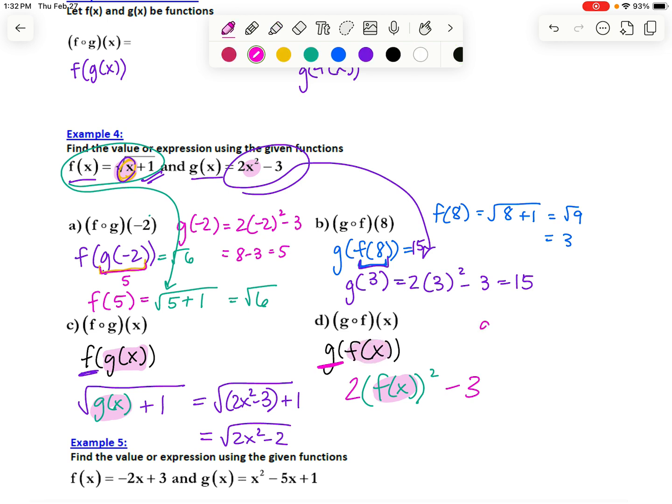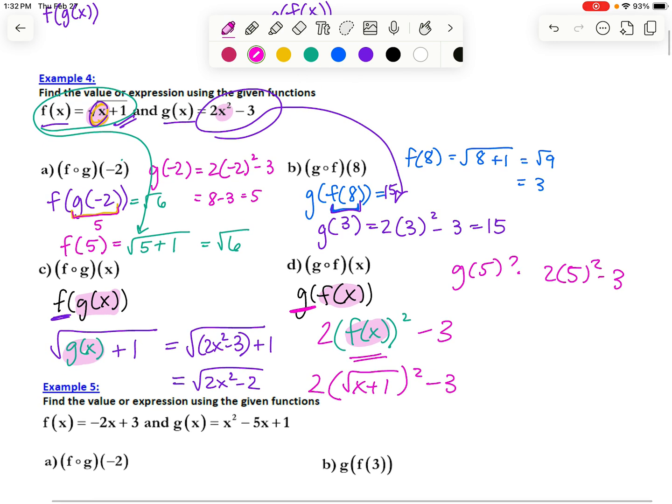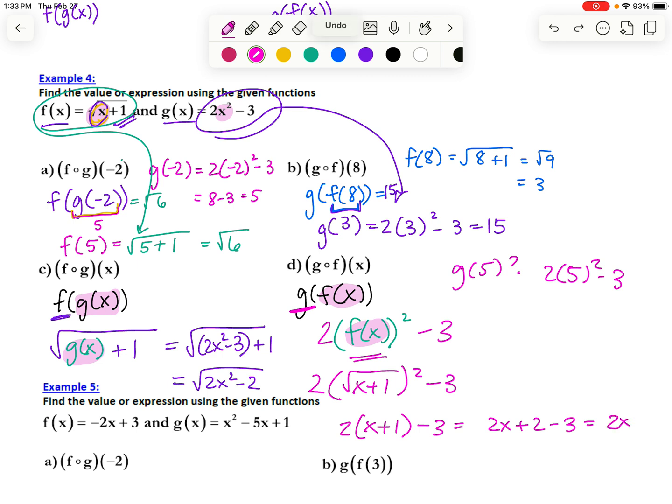And if it said like g of 5, question mark, we would do 2 times 5 squared minus 3. So when it says g of f of x, it would be 2 times f of x squared minus 3. So 2, plug in f of x, square root of x plus 1, squared minus 3. A square root squared would just give you back x plus 1. And so our final answer here would be 2x plus 2 minus 3, which is 2x minus 1, final answer.